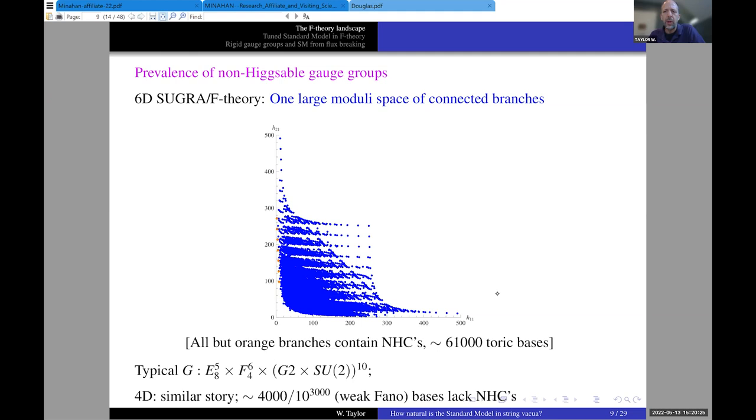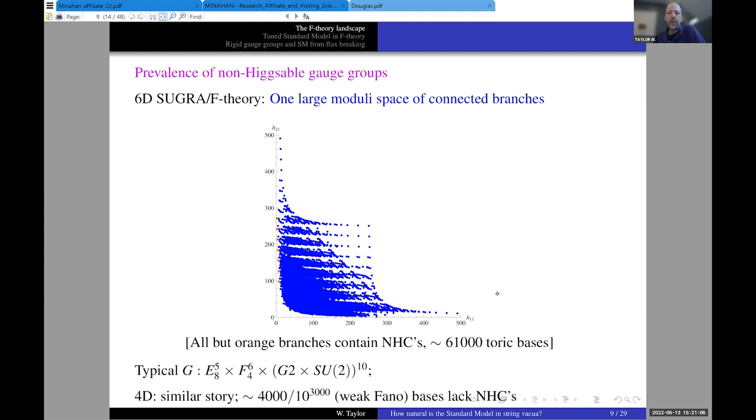And there's a little bit of a question in that counting, which has to do with whether you count different phases of the same geometry, or different flop phases, differently. And that's, I think, a key question, which I might come back to if I have a few minutes later, for dealing with these questions that Mike and others have studied since the paper I mentioned of Mike's, in trying to understand how to really be systematic about the numbers here. But anyway, in 4D, of those 10 to the 3,000, only about 4,000 are so-called weak Fano bases, which lack these rigid gauge factors. So almost everywhere in the landscape, we've got a bunch of these rigid gauge factors.